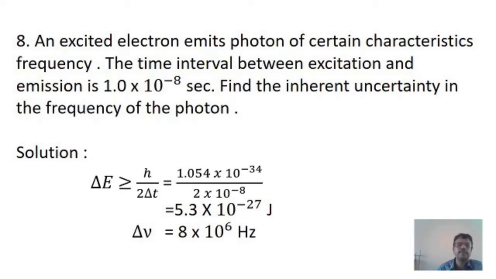Again using the Heisenberg uncertainty principle, delta E dot delta T greater than or equal to h cut by 2. Now if you substitute, h cut is 1.054 into 10 power minus 34 divided by 2 into delta T, 1 into 10 power minus 8. The uncertainty in the measurement of frequency delta nu is equal to 8 into 10 power 6 hertz.